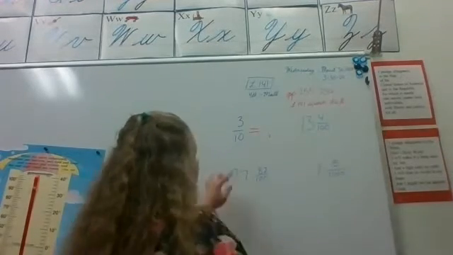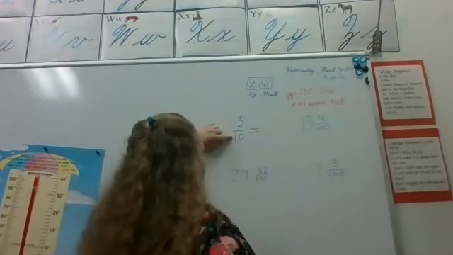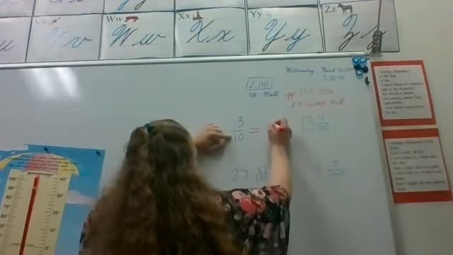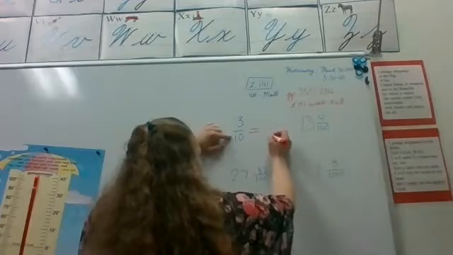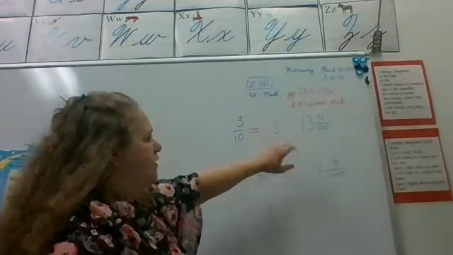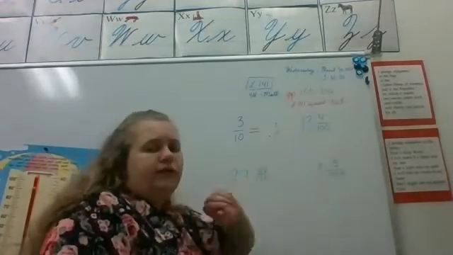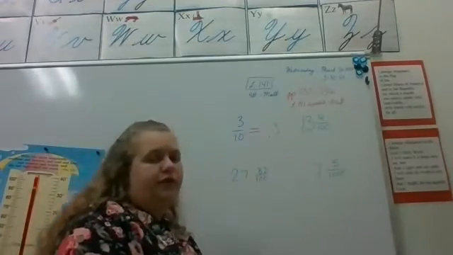With 3/10, there's 1 zero, and it says the tenth. And the tenth spot is this first spot. So it should be 0.3, okay? That makes sense there, all right? Now, when we have a whole number, what do we do before we can put our decimal?